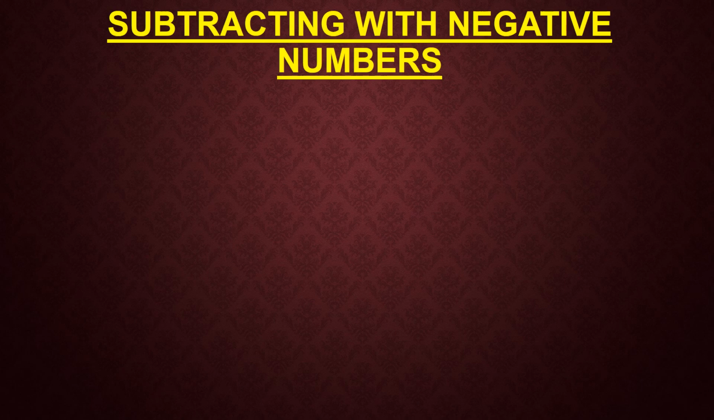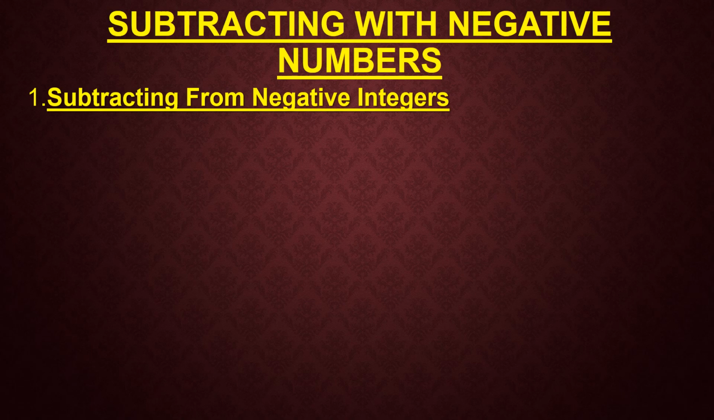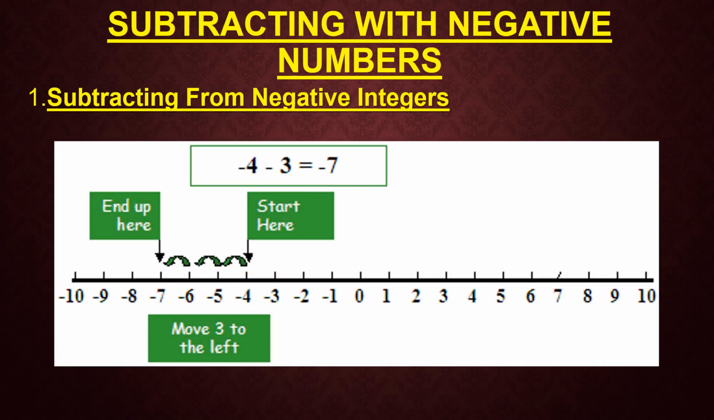Next topic is subtracting with negative numbers. Subtracting with negative numbers can be done in two ways. First one is subtracting from negative integers. Let's take one example. Minus 4 is a negative integer.